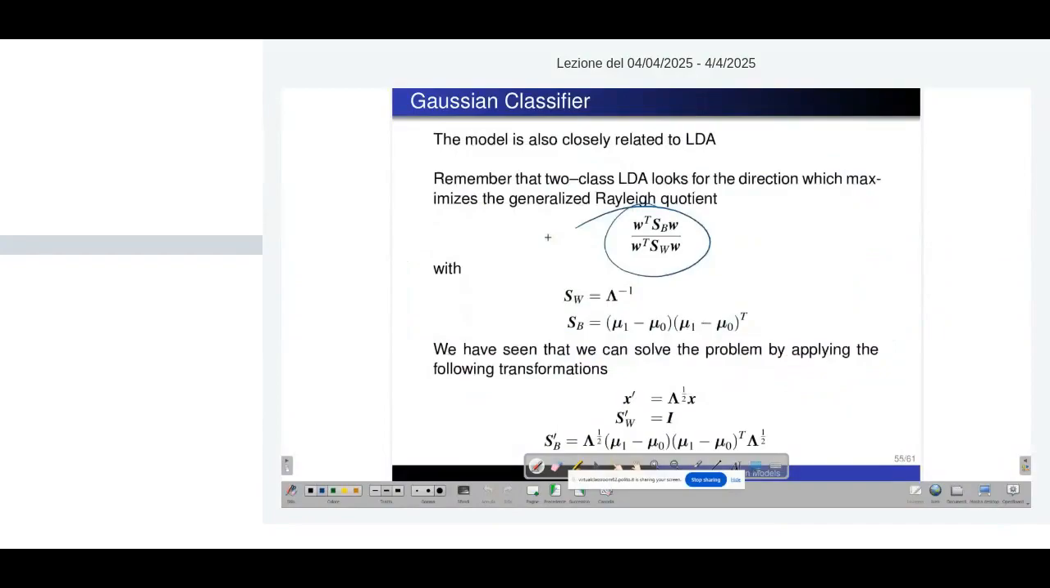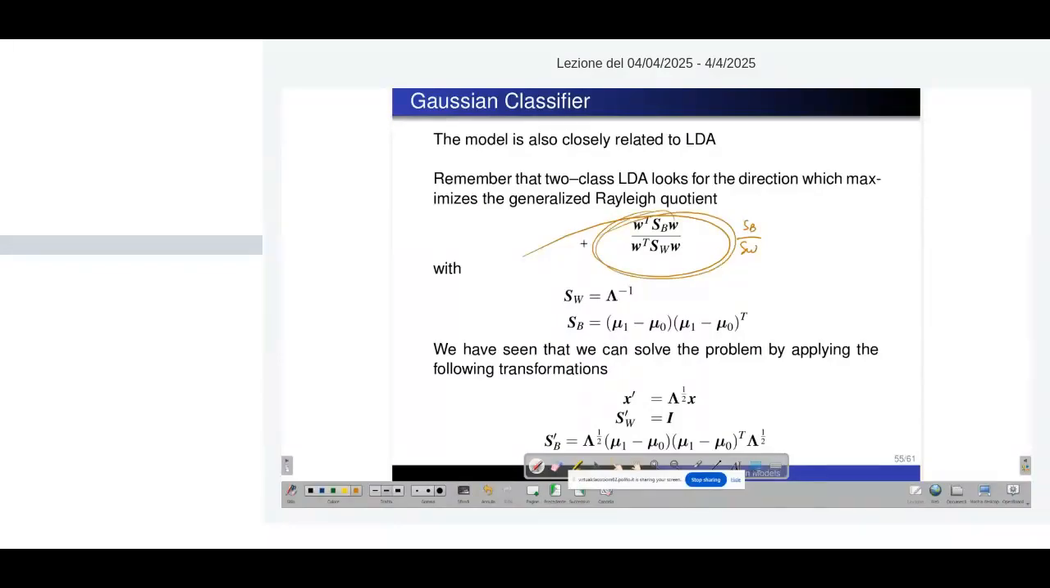So let's again consider LDA as a binary classifier and see how it relates to this model. LDA, we've seen, looks for a direction that optimizes this quotient that says that the projection direction of LDA should result in high separation between the classes, high compared to the spread inside each class. So large projected between divided by projected within, which we can express in this way.